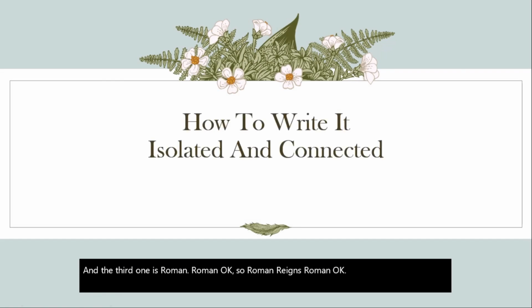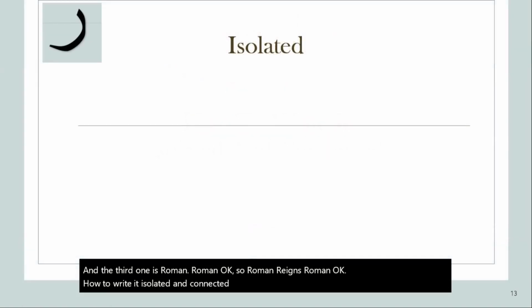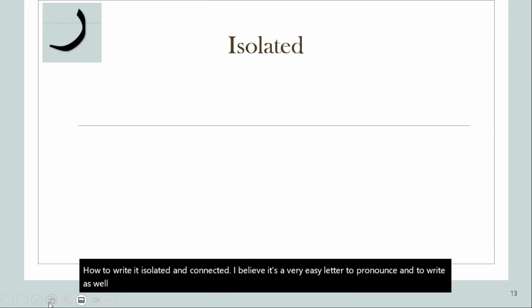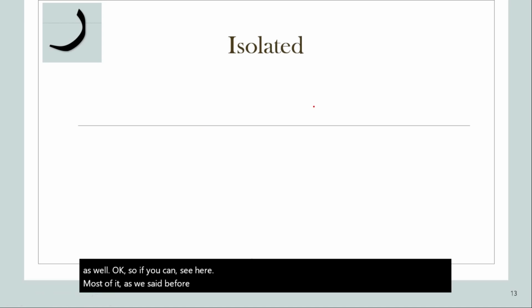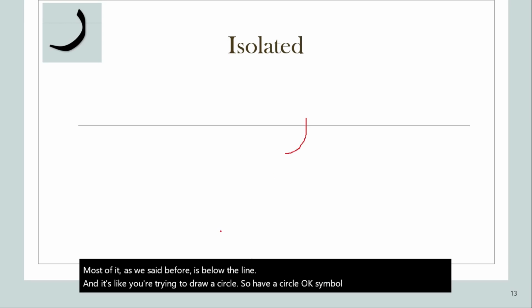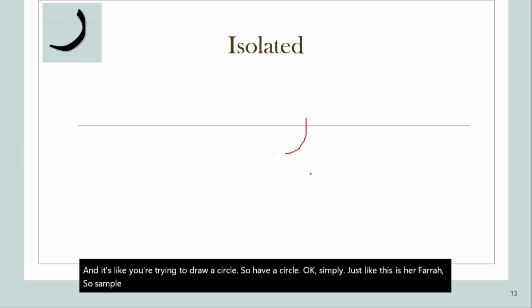How to write it isolated and connected? I believe it's a very easy letter to pronounce and to write as well. If you can see here, most of it, as we said before, is below the line, and it's like you're trying to draw a circle, so half a circle. Simply just like this. This is حرف الراء. So simple, as if you're trying to draw an egg, a circle, anything, but just half of it or less than half of it.